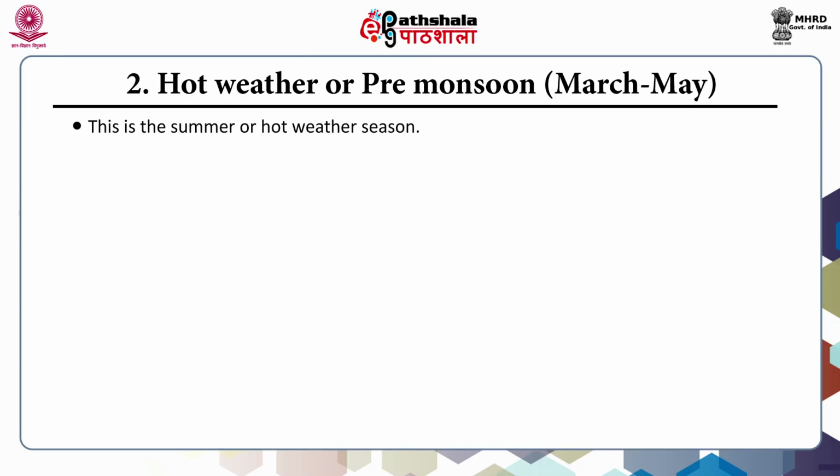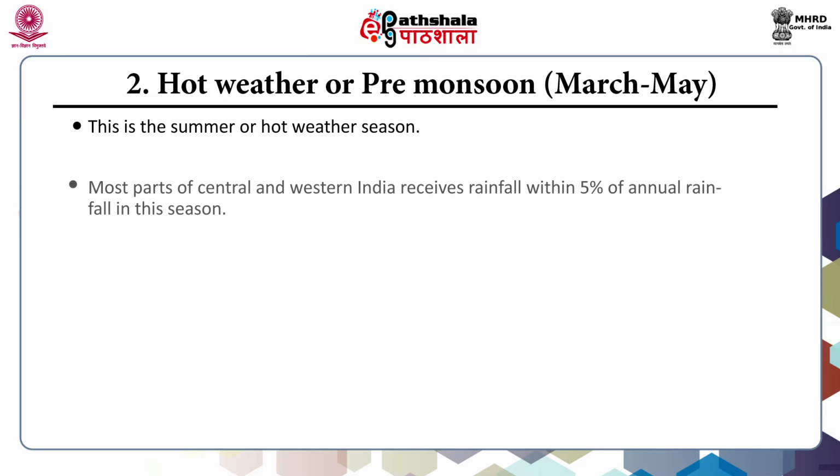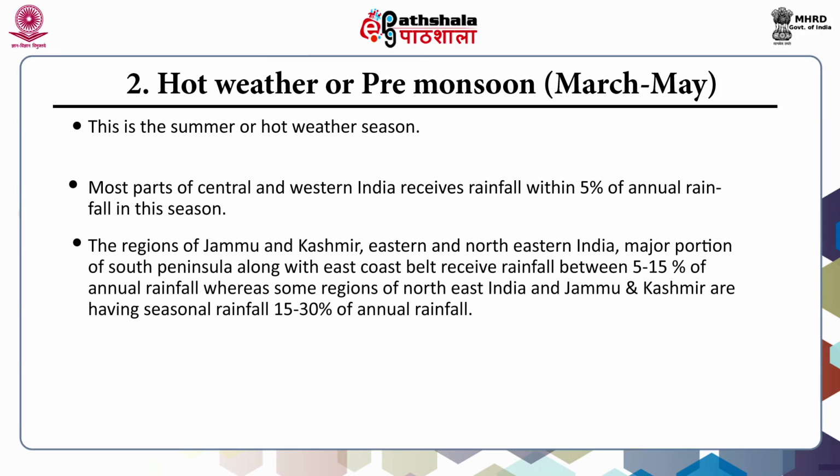This is the summer or hot weather season. Most parts of central and western India receive rainfall of about 5% of annual rainfall in this season. The regions of Jammu and Kashmir, eastern and northeastern India, and the major portion of the South Peninsula along with the East Coast belt receive between 5 to 15% of annual rainfall, whereas some regions of northeast India and Jammu and Kashmir have seasonal rainfall which is approximately 15 to 30% of total annual rainfall.